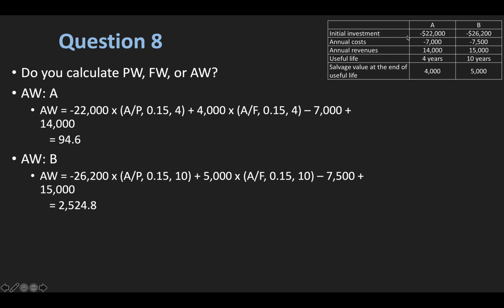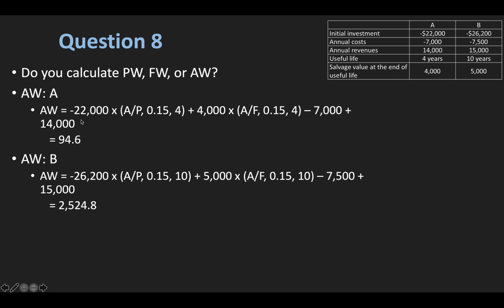We have a present value, negative 22,000, which is the investment. We have the interest rate and the time period, so we can easily calculate A. The salvage value is a future value F, which is $4,000. With the interest rate and period, same thing, we can calculate the annuity. Add them all together, that's 94.6. So the annuity is 94.6. Not a big number, right?